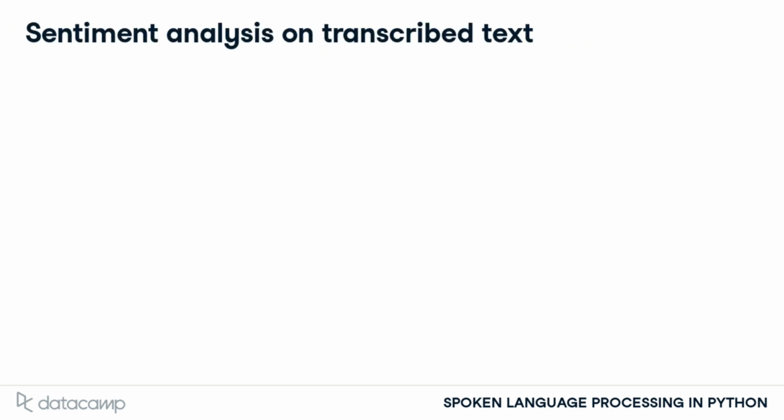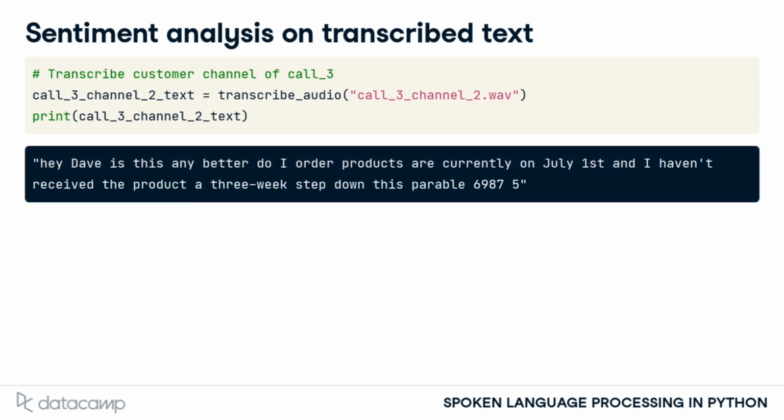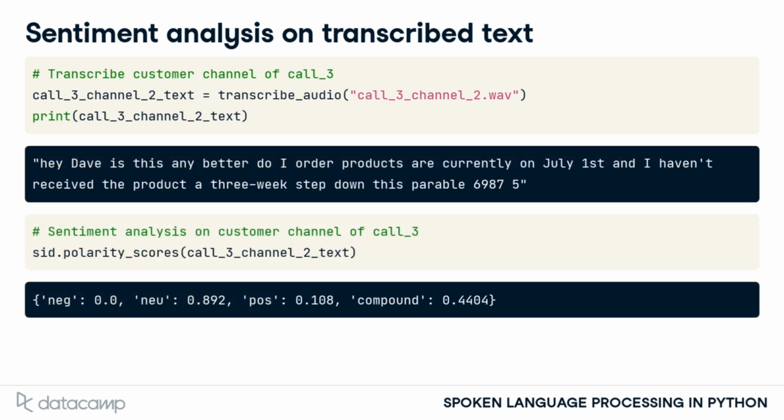You try out the sentiment analysis on one of your transcribed phone calls using only the customer channel. Reading the transcription and comparing it to what you hear when you listen to the audio file, you can see it's not perfect. But you can see the sentiment scores are leaning in the right direction. The sentiment is fairly neutral since the customer hasn't received their product yet.